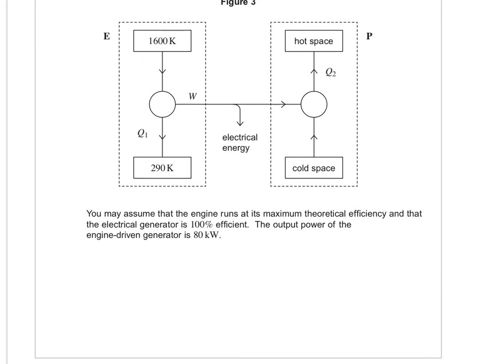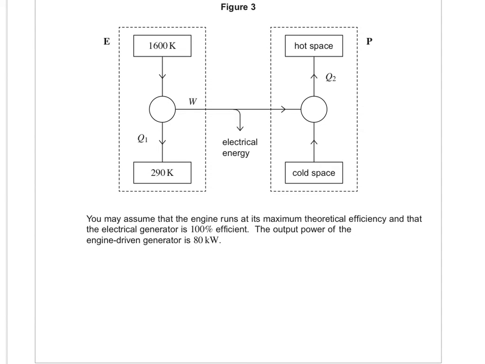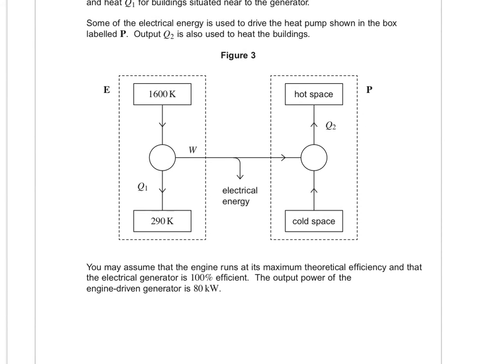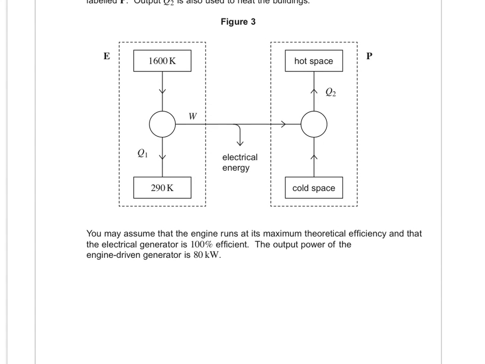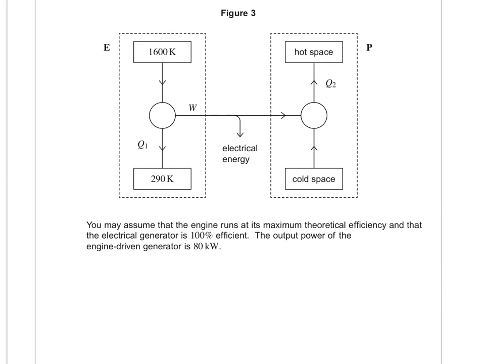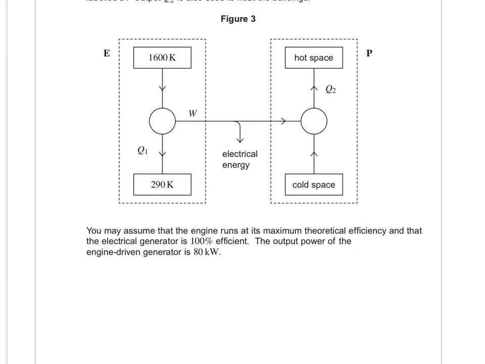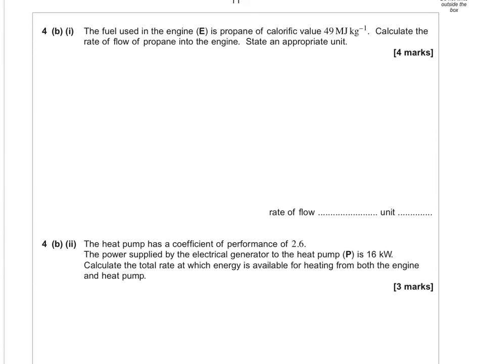You may assume that the engine runs at maximum theoretical efficiency, so that's going to be on the left where they're giving you the temperatures, and the electrical generator is 100% efficient. The output power of the engine-driven generator is 80 kilowatts. Alright, so let's have a look at the question. The fuel used in the engine is propane of calorific value 4.9 megajoules per kilogram. Calculate the flow rate of propane into the engine, stating an appropriate unit.